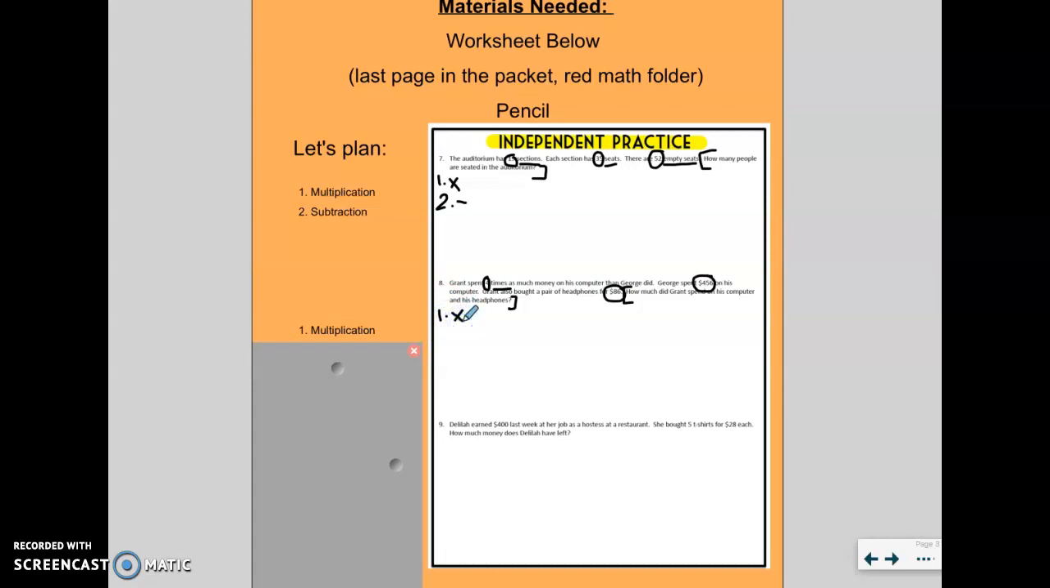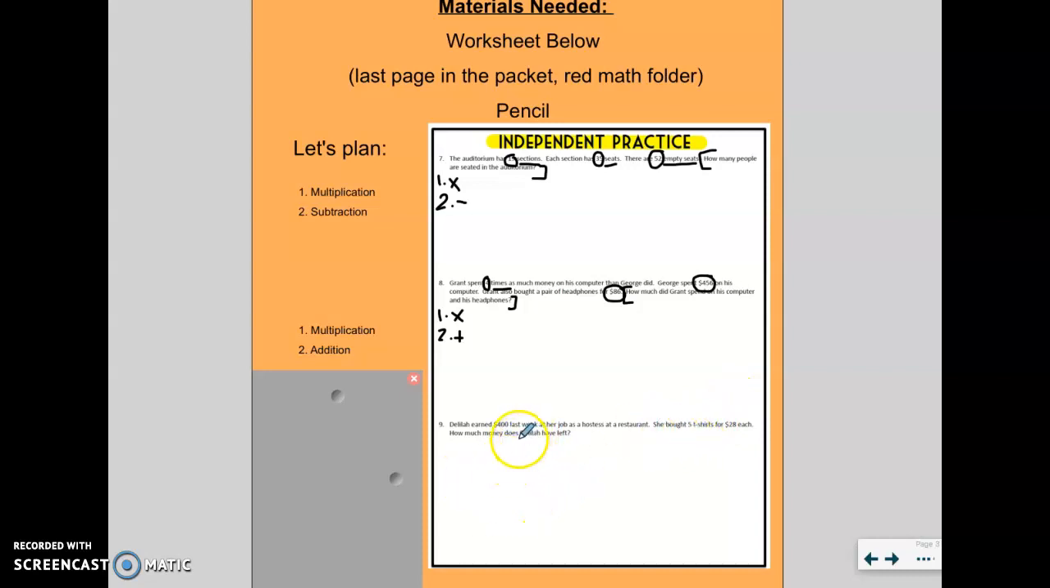Now, in addition to spending 4 times as much, it sounds like Grant also added headphones on. So we're going to add on those headphones. So addition would be your second step. Okay, and then the rest of the spot here is for you to show your work and circle your final answer. Let's look at number 9.